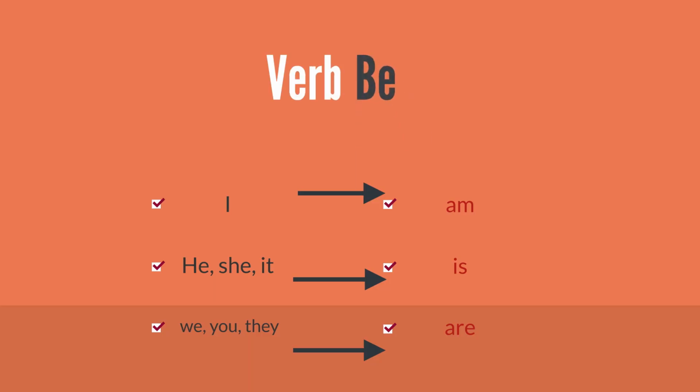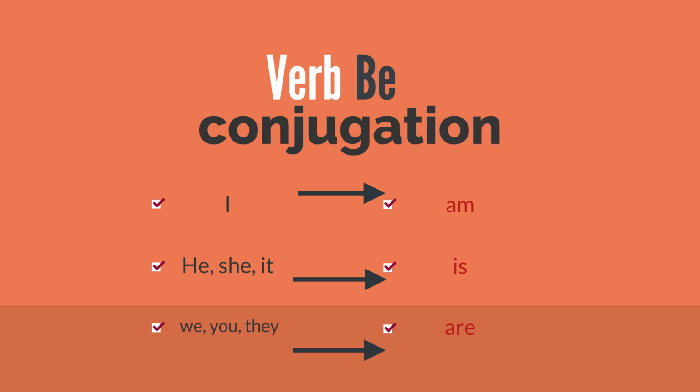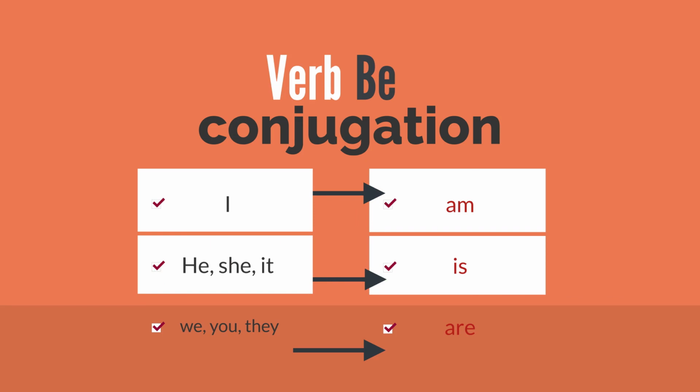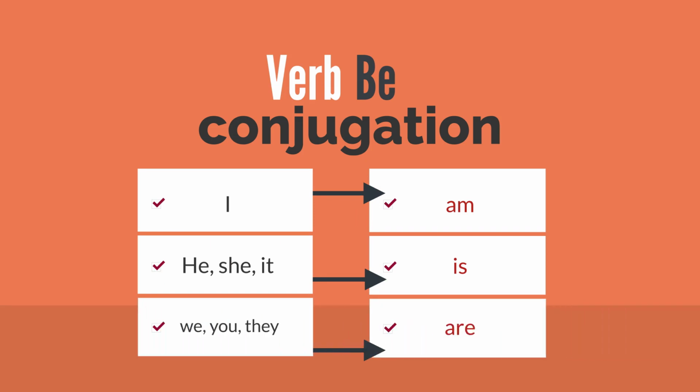Verb be. Conjugation. I am. He is. She is. It is. We are. You are. They are.